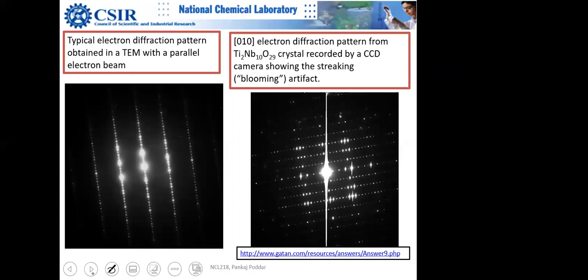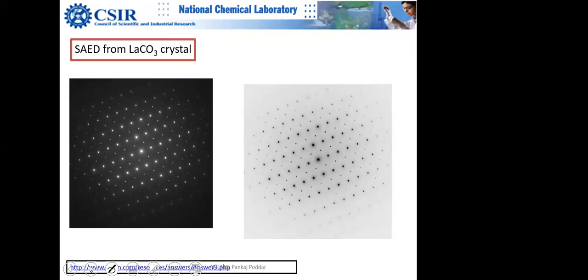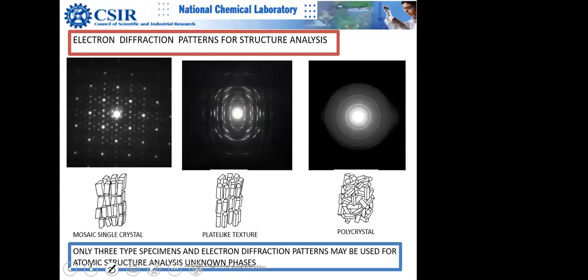So this is another electron diffraction pattern. In larger courses, we give them some hands-on exercise on software. You can install the software and give them some exercises to carry out. This is selected area electron diffraction from this lanthanum carbonate crystal, and this is an example of how you can see whether you have plate-like texture, a single crystal, or polycrystalline.